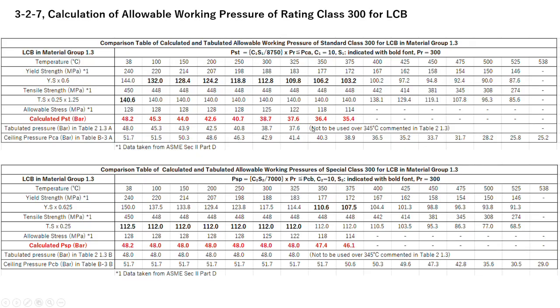But in case of the bolt material, ASME B16.34 specifies the temperature limit of 345 degrees Celsius. So in case we use it for bolt material, the temperature limit is 345 degrees Celsius. The calculated PST and tabulated pressure are almost the same value indicated.